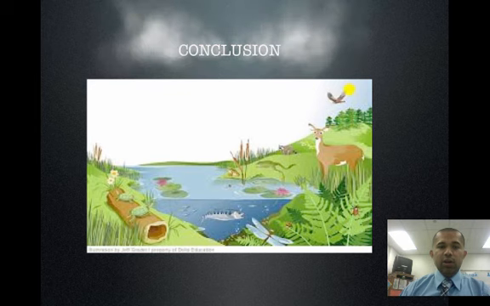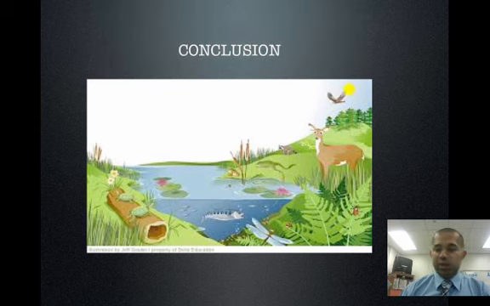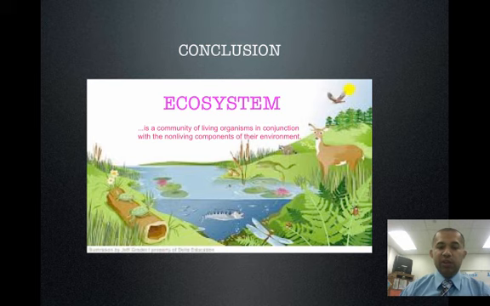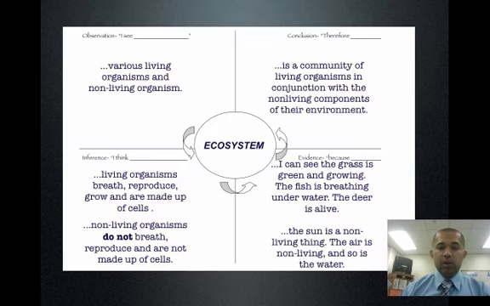And the last thing is our conclusion. What kind of conclusions can we make based on our observations, our inferences, and our evidence? Well, I could say that this is an ecosystem. And what is an ecosystem? An ecosystem is a community of living organisms in conjunction with the non-living components of the environment. So for the conclusion, therefore, I would say this is an ecosystem, which is a community of living organisms in conjunction with the non-living components of the environment.